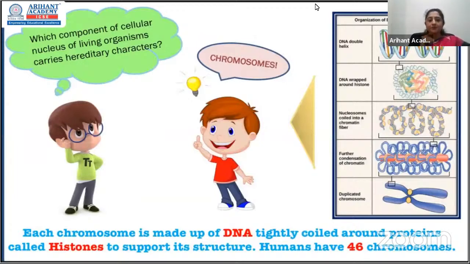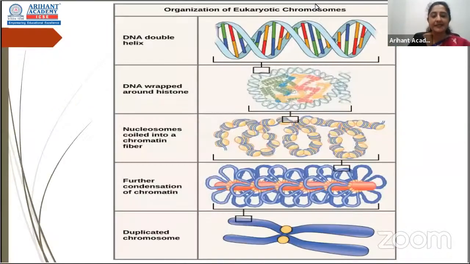Look at this. It says that each chromosome is made up of DNA, which is tightly coiled around proteins called histones to support the structure. And humans have 46 chromosomes. Let us try to imagine. You haven't seen it, so we need to imagine it. We're going to see it in a diagram and try to visualize what I'm trying to say when I talk about histones. Look at this diagram.